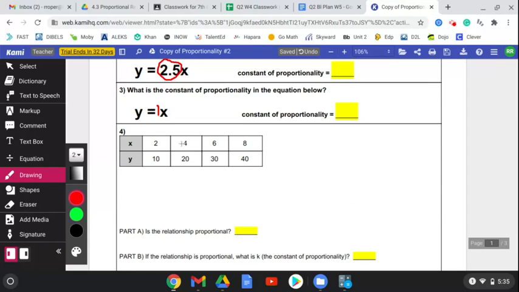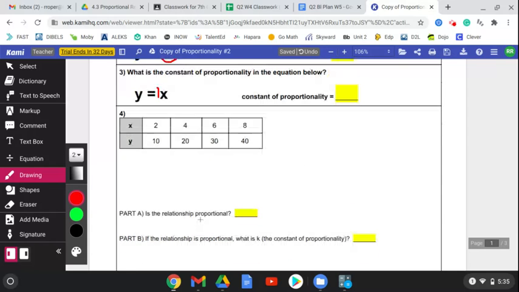When you're given a table and you're asked to identify if the relationship is proportional, you need to find k. You need to take your y values and divide them by the x values. So I would do that in every pair right here. I would take my y's and divide by my x's. So show me how you do that. Take your y value of 10 and divide by the corresponding x value of 2. 10 divided by 2, of course, is 5.